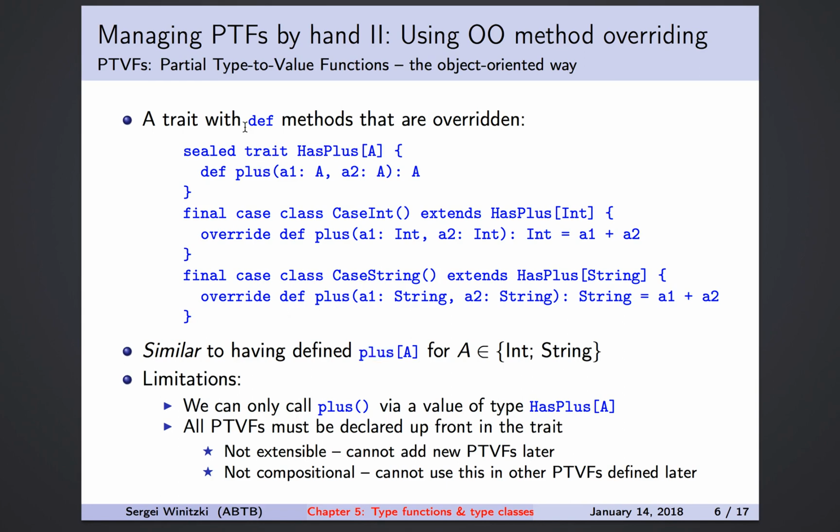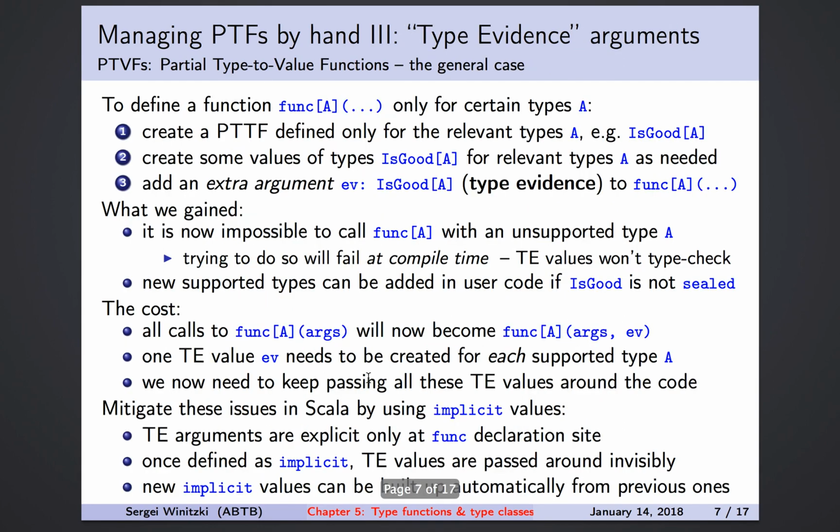So this mechanism kind of works for implementing a partial type to value function, but it is limited. So the object-oriented way gives us some leverage, but it's limited. We will be using this mechanism in many cases, but we need to have a more general mechanism for implementing partial type to value functions. So what is that mechanism?